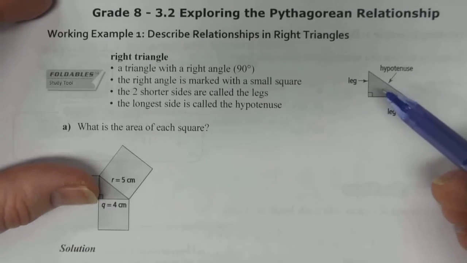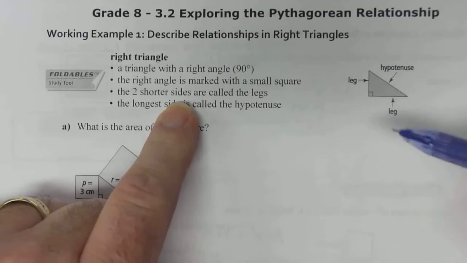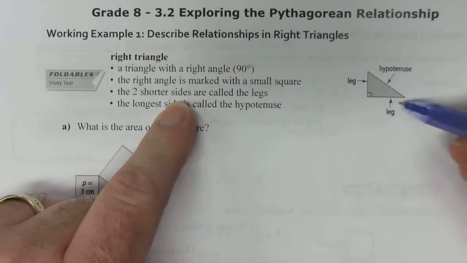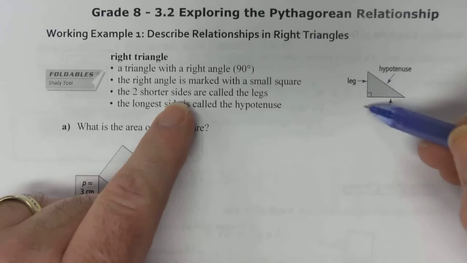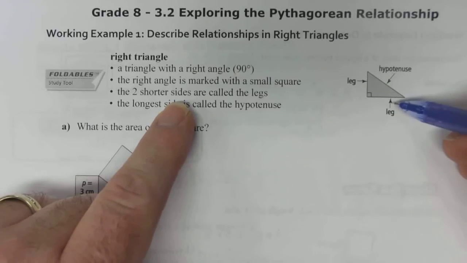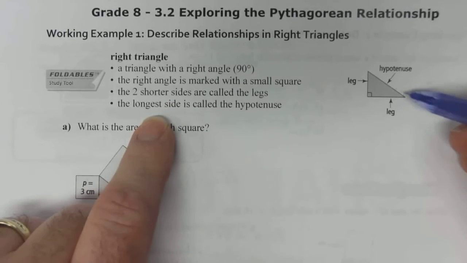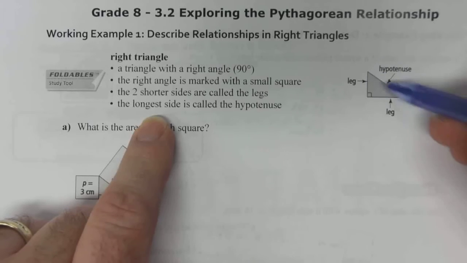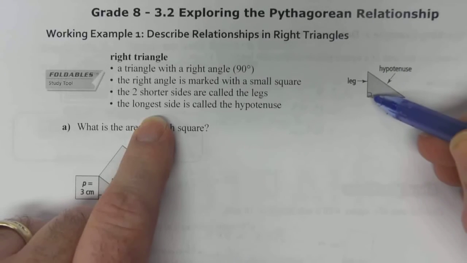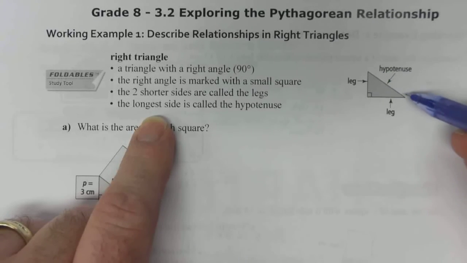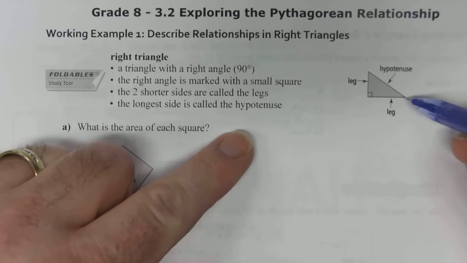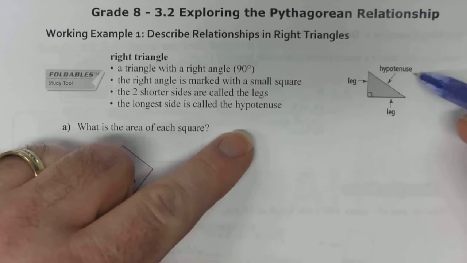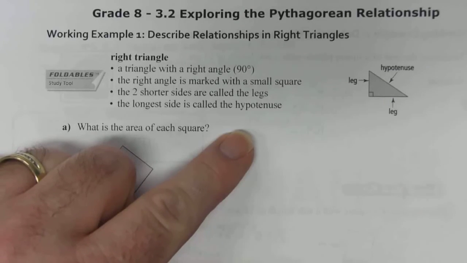Now, the two shorter sides of the triangle, so the two sides that actually connect up with that right angle, are called legs. So yes, triangles have legs. They're not going to walk away, but they have legs. The longest side, so the side that does not touch this 90-degree angle, is called the hypotenuse. So you should probably write that on a piece of paper like 100 times so that you figure out the spelling, but it's called the hypotenuse.